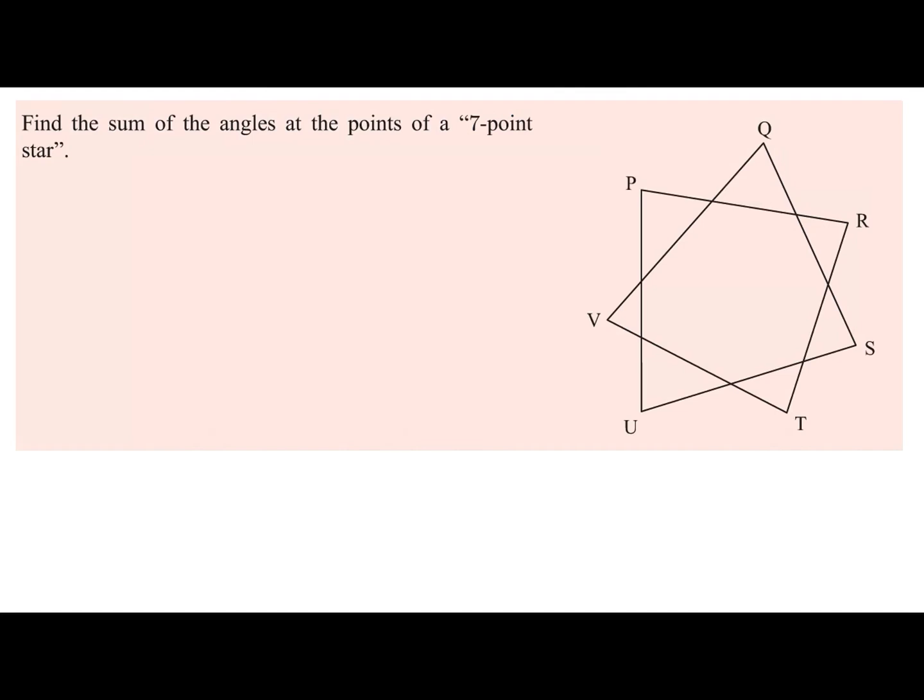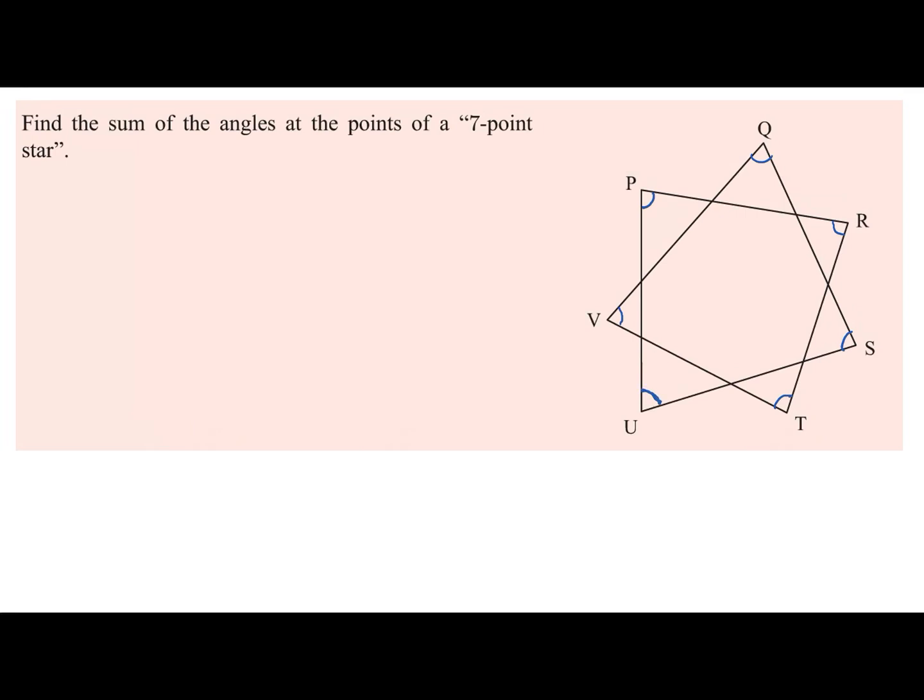So what I want you to do, and I'm not going to tell you the answer to this. I'm going to do a separate video, or maybe do it live, I'll decide later, to give you the answer. But I want you to submit your solutions to me on Teams. What you've got to do is find the sum of the angles at the points of a 7-point star. So what I mean is find the sum of this angle, this angle, this angle, this angle, this angle, this angle, and this angle.